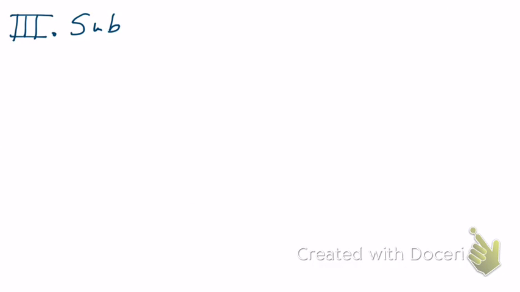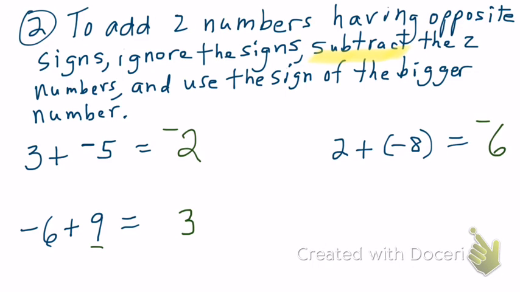Alright. Whoops. I need to go back. Okay, so I want to mention one more thing. Again, if you think in terms of debt, if you have $3, but you owe 5, you owe more than you have. So it makes sense that you're going to be in the hole $2.